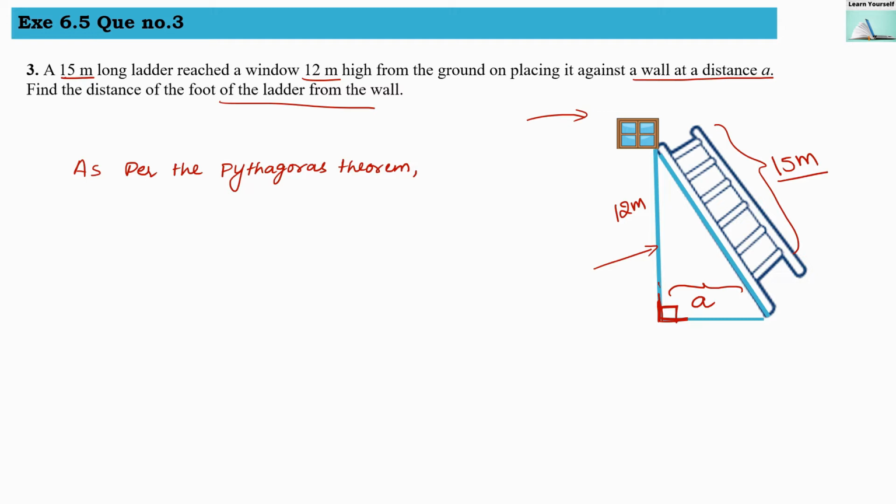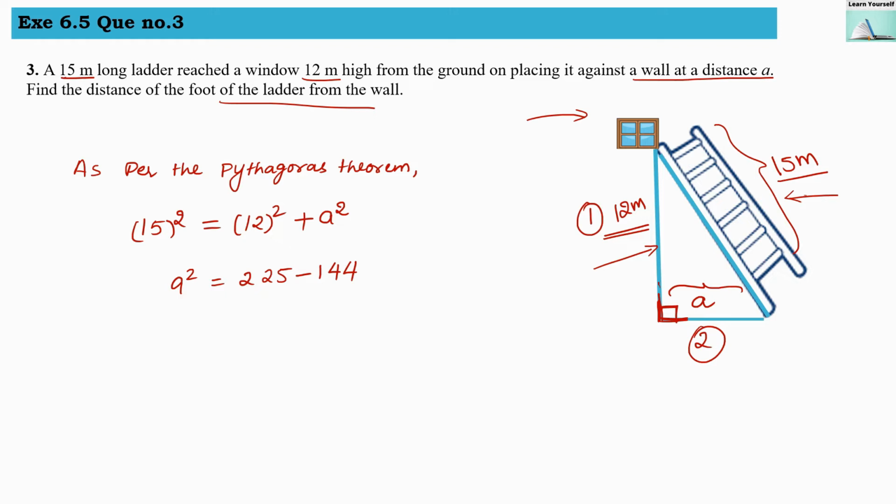So as per the Pythagoras theorem, this ladder side will be our hypotenuse. So it is going to be 15 square equals, these are the two sides. One side is this, that is 12 meter, and the second side is this, which we have to find out. So 12 square plus A square. So A square will be equal to 225 minus 144. So A square will be equal to 81. Now when we are taking square root on both sides, A will be equal to 9 meter.